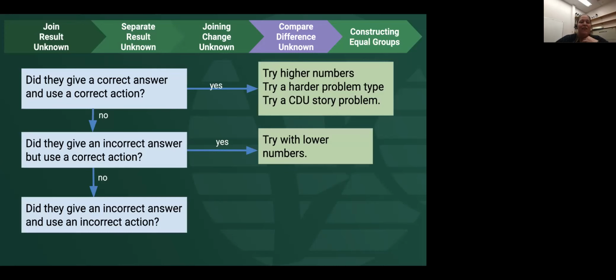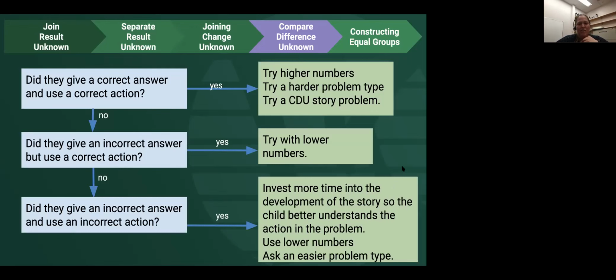Did they give an incorrect answer and use an incorrect action? Well, there are lots of easier problem types to do. And I was actually thinking today, I don't know if there are any good books out there that would set up this kind of compare problem, but if not, we should write one, and then we could put a little bit more story behind it, and that might help them out.